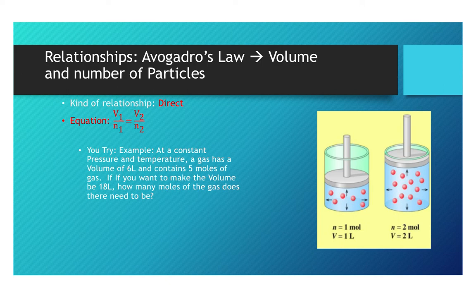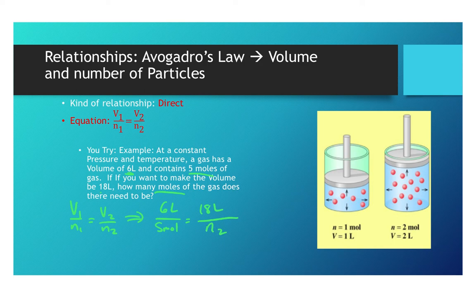All right, so for this one, we're once again going to use our equation. V1 over N1 equals V2 over N2. Do we know the first volume? We do. It's 6 liters. Do we know the number of moles that goes along with that? Yes, it's 5 moles. Do we know the new volume? Yes, we do. It's 18 liters. Do we know the new number of moles? No, we do not. So that's N2.